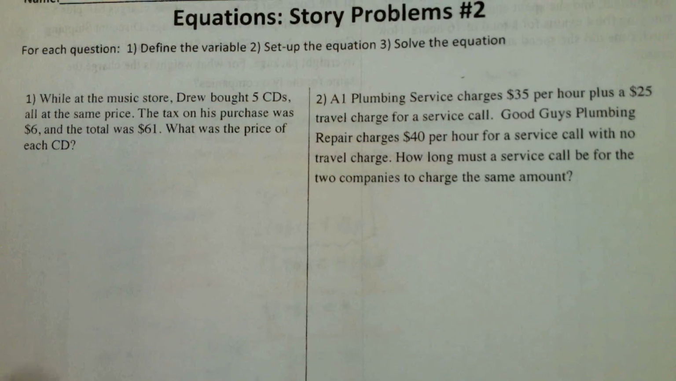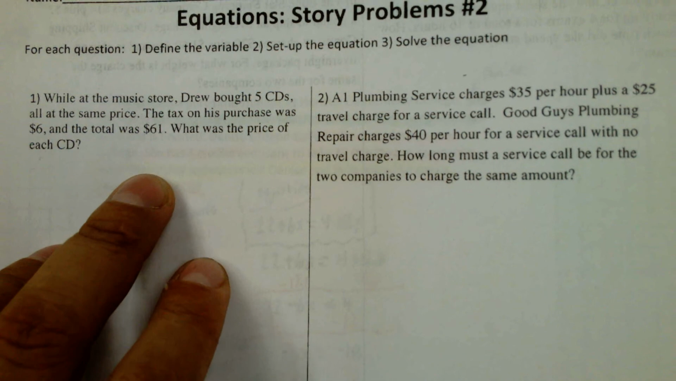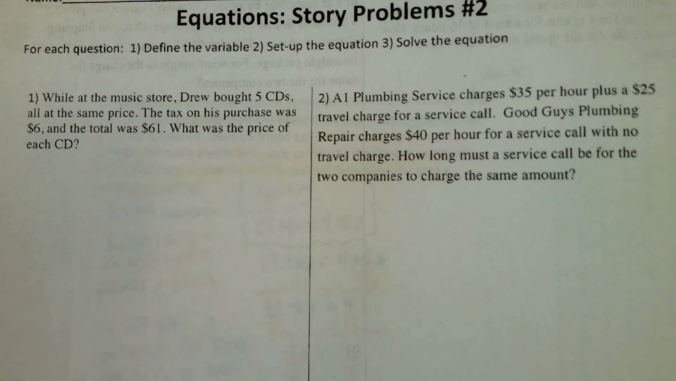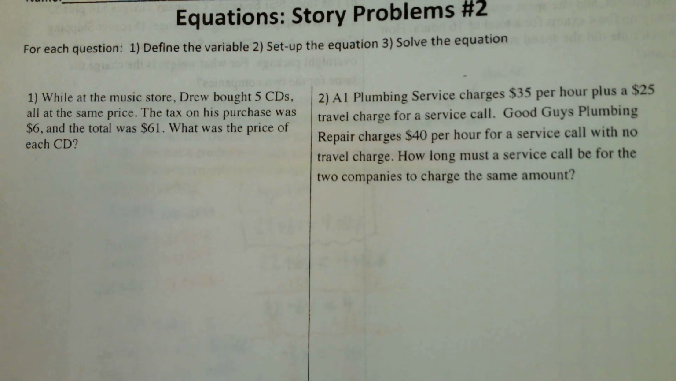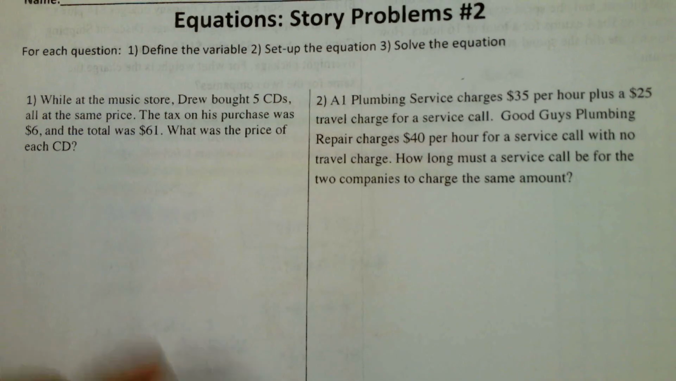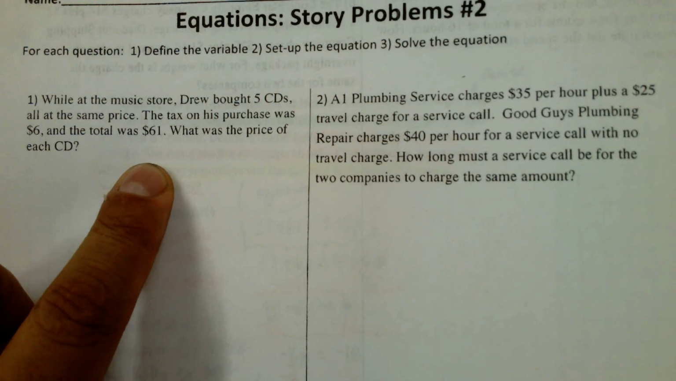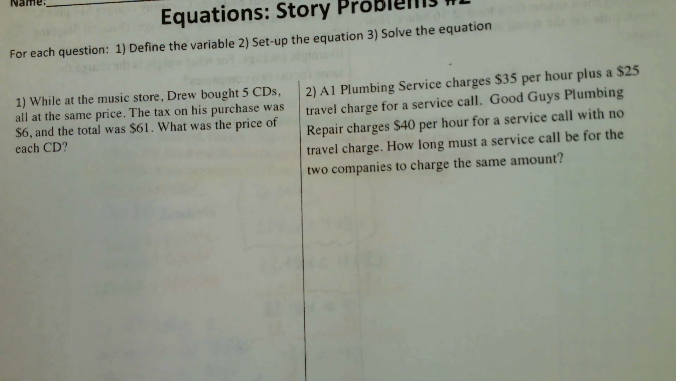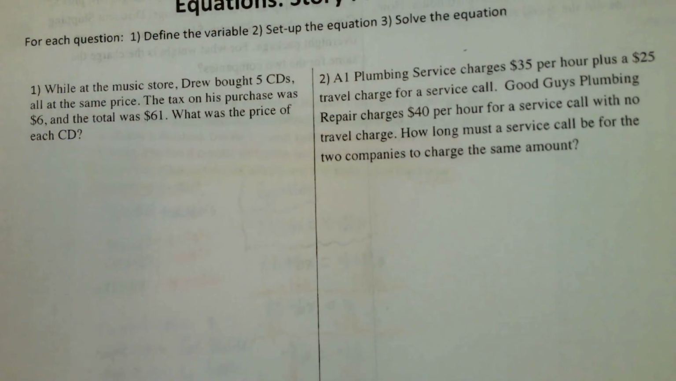Okay, we'll set up a few of these together. The first one's pretty easy. It's actually just another two-stepper. They tell you there's 5 CDs that Drew bought. So he bought 5 CDs, all for the same price. Then he paid tax $6. The total was 61. So basically, we have to figure out the price for each CD. So you could say C for the price for each CD, or P as the price for each CD. And then he bought 5 of them, so it would be 5 times P. Add the tax, and that should equal 61.